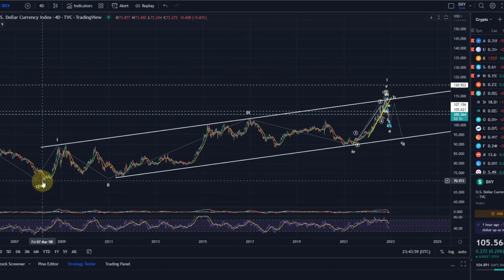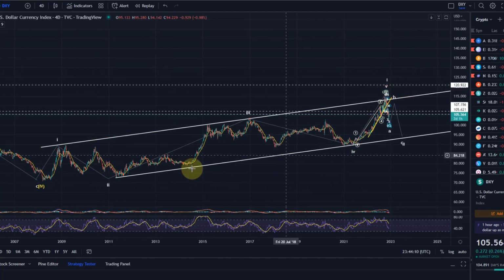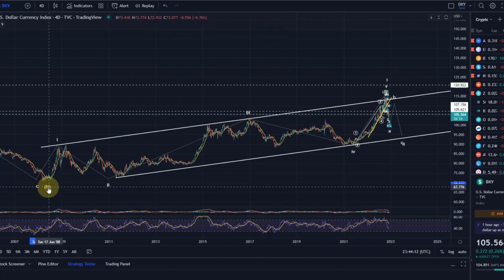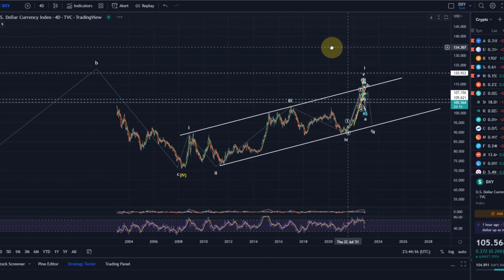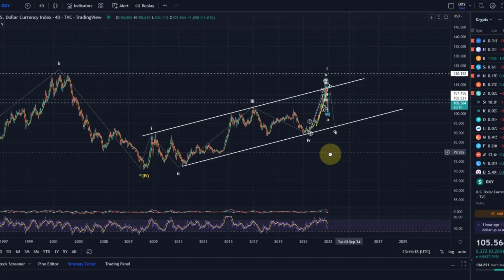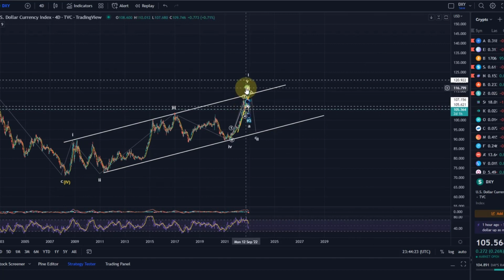My view is that the DXY bottomed in a wave 4 in 2008, and since then we have been moving up. And by the way, this is not the log chart. We've been moving up in a so-called leading diagonal of a wave 5. So to this wave 4, there will be a wave 5 in the far future where we will peak, but that's probably years away. But we have possibly now completed the first wave.